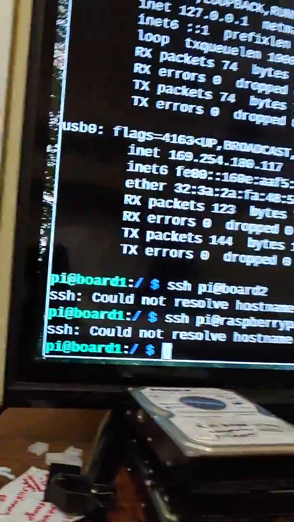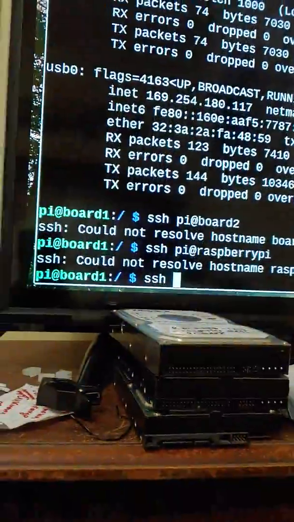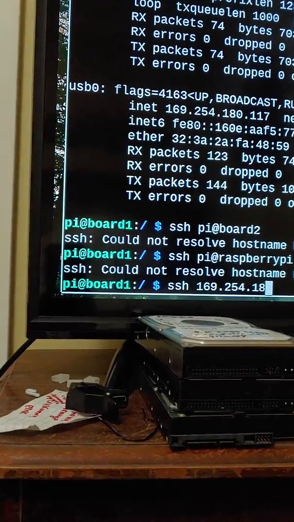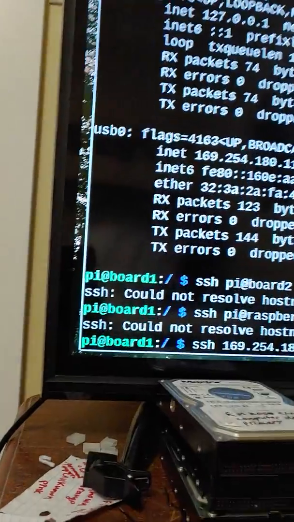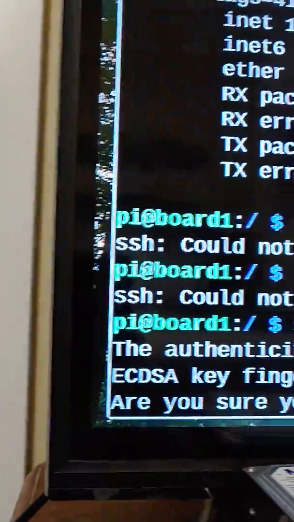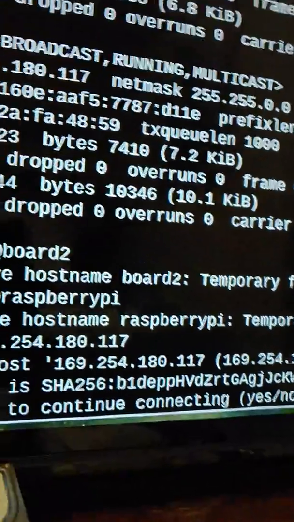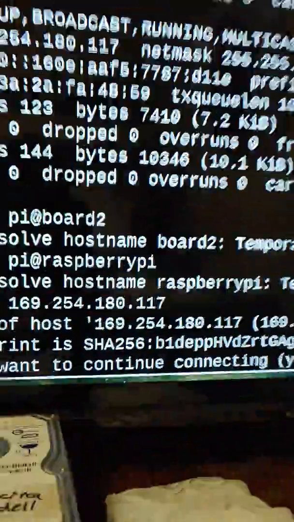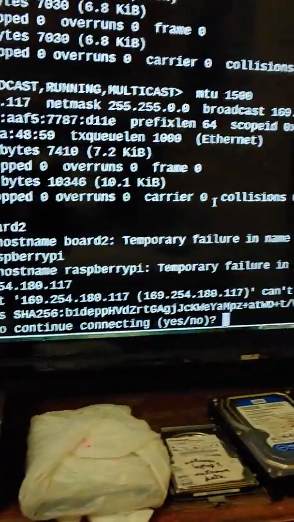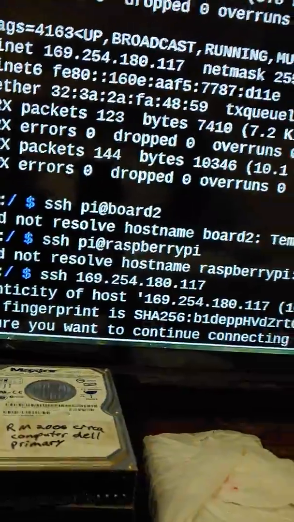All right, I'm going to try one more time with the IP address that we have above. 169.254.180.117. Authenticity of host can't be established. The ECDSA key fingerprint is SHA-256. Now, this SHA number here, anytime you download a really big file and you want to make sure you didn't get corrupted data or somebody hacking you, putting crud in there, that helps you error check. That helps make sure you got the file that was sent. Are you sure you want to continue connecting? Yes or no? I'm going to go ahead and write yes and press enter.